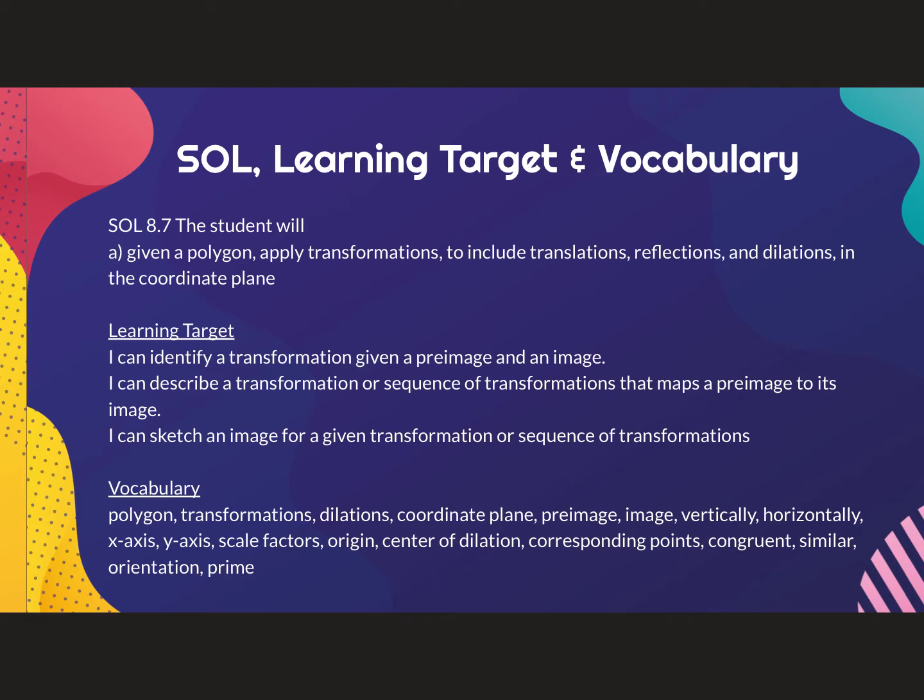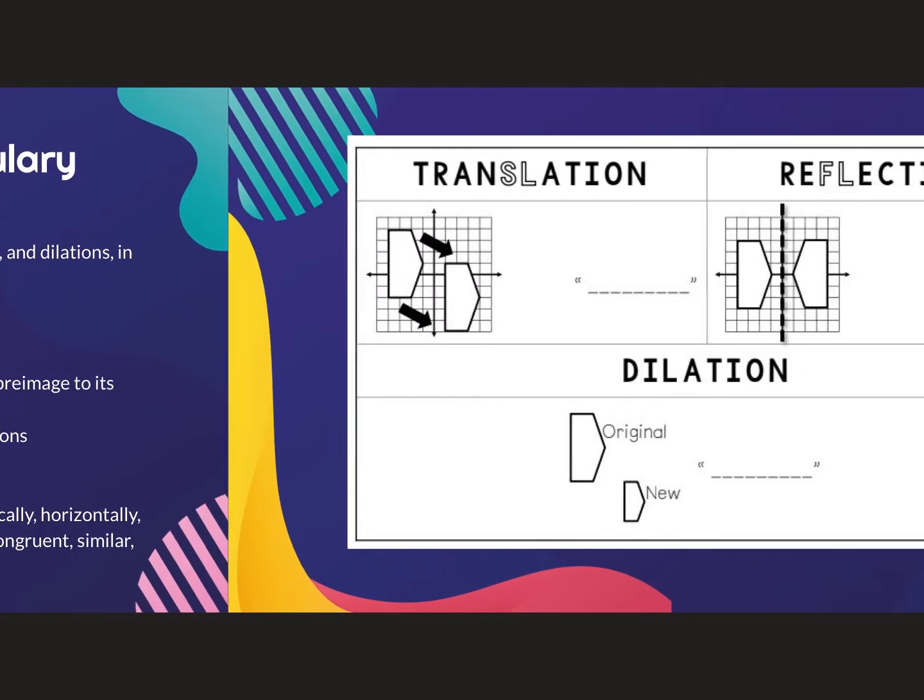Here, given a pre-image and an image, we're going to identify the transformation or sequence of transformations. So sometimes it could be translated and then reflected and then dilated. So we're just going to put all three of the transformations together.